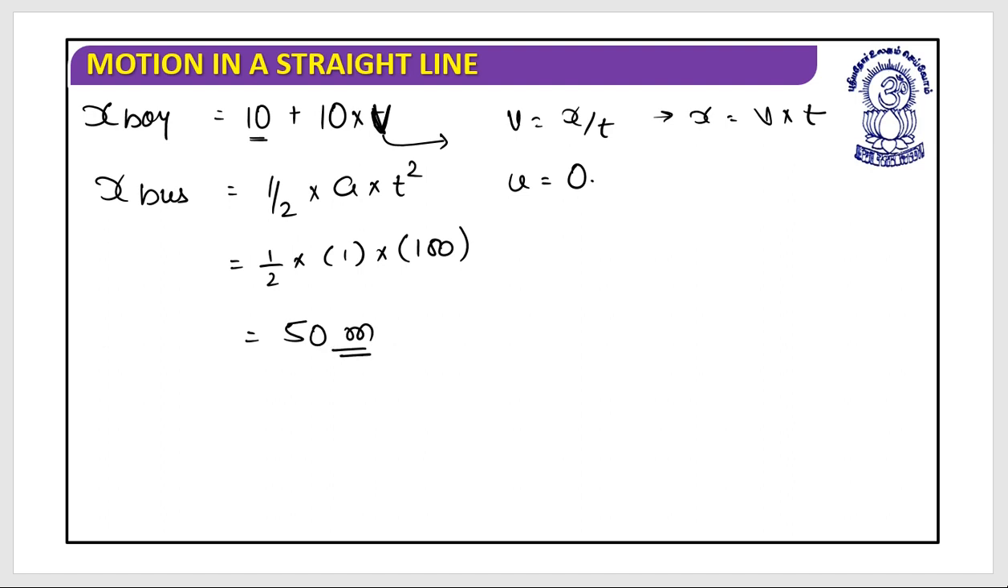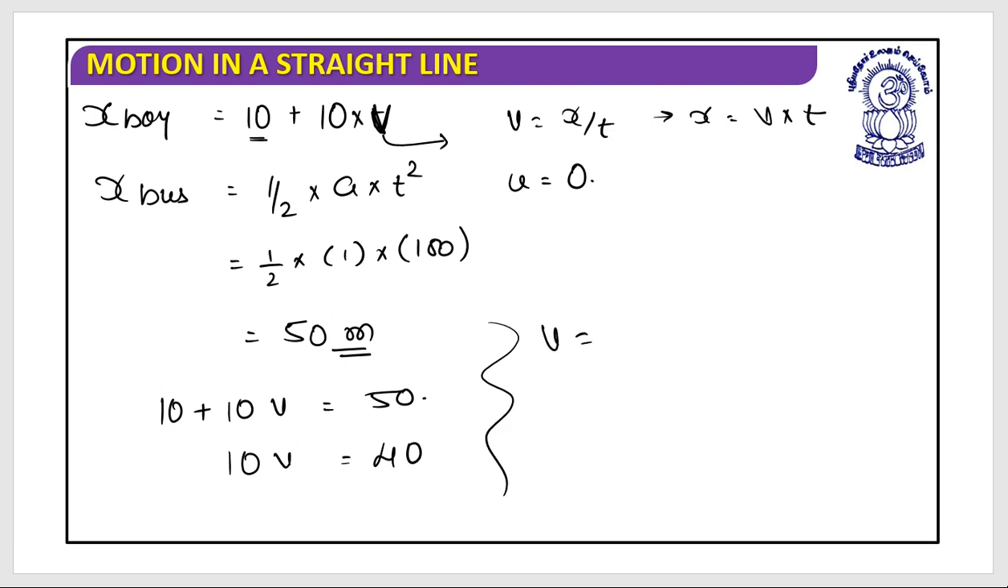Now as I know that the boy is going to catch the bus, these two distances should be the same. If they should be the same, then 10 plus 10v should be equal to 50. So this 10 into v should be equal to 50 minus 10, 40. And if it is 40, then v should be equal to 40 by 10, it's 4 meter per second. I hope these things are clear. Is it? What was your answer? This is the velocity of the boy.